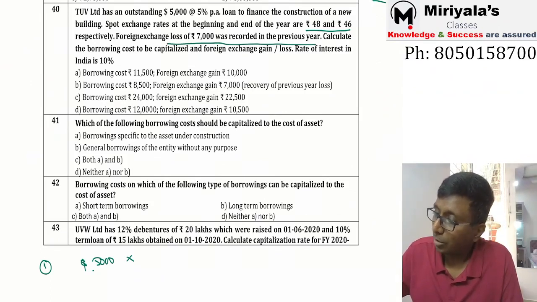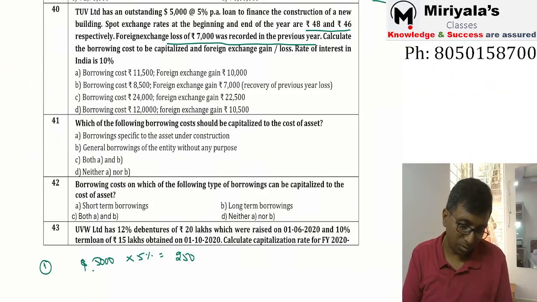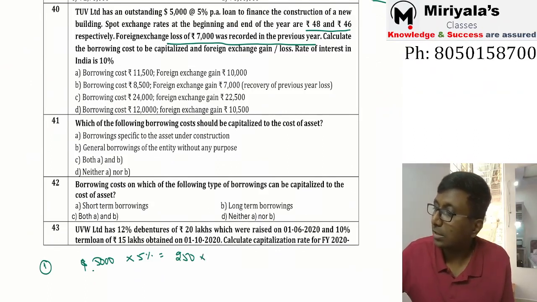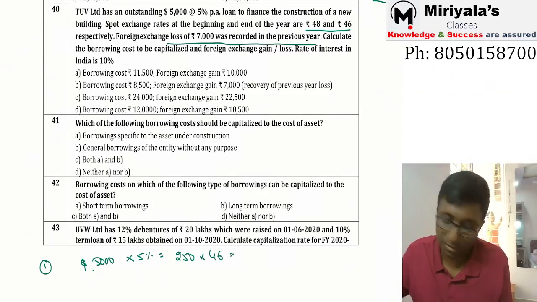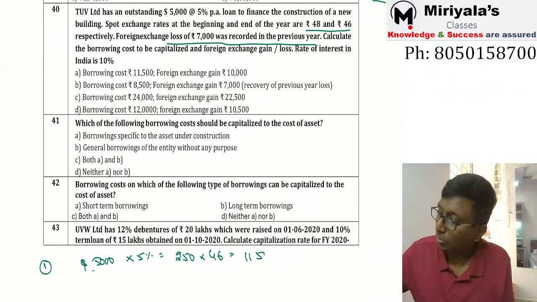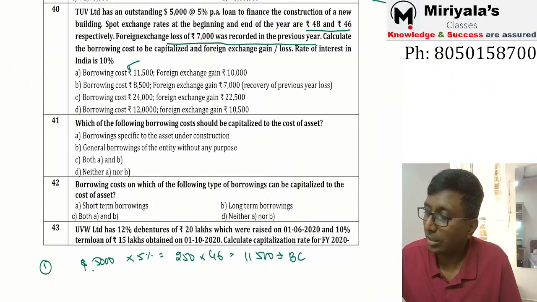$5,000 into, and what is the rate of interest? 5%. That is equal to $250. $250 into how much, my dear? Year end rate is equal to 46. So 250 into 46 will become how much? 11,500. 11,500 will be borrowing cost, no doubt. Done. So 11,500 will be borrowing cost without any doubt.